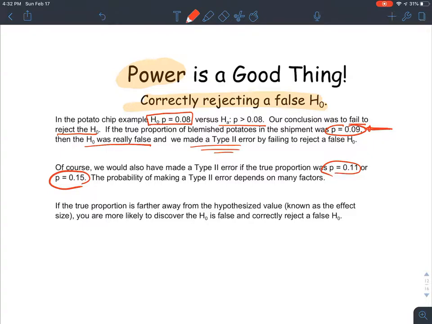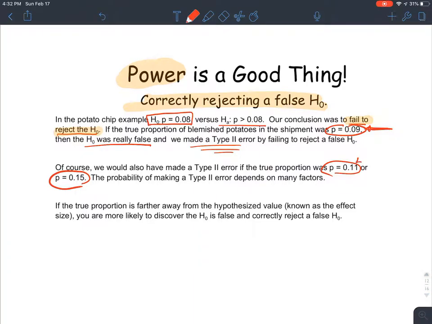Okay? Anything greater than 0.08, if that was really the true population proportion, would have resulted in a type 2 error, okay? Because once again, remember, the conclusion we made is, if you look back at that example, we chose to fail to reject that, okay?